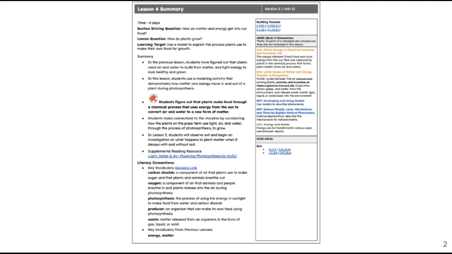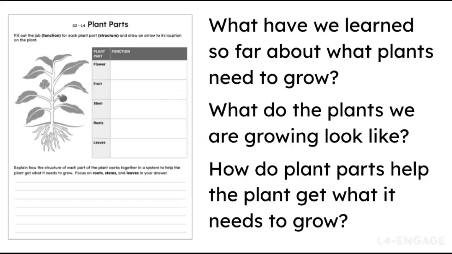There are several opportunities for ELA cross-curricular connections throughout the lesson. You can look for specific standard connections in the Unit 21 teacher guide. This lesson will take approximately 4 days to complete.